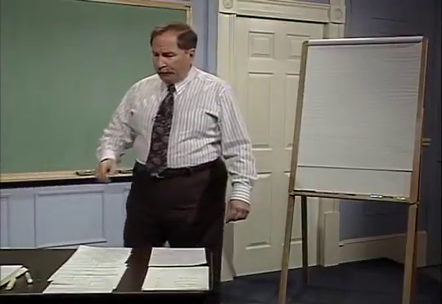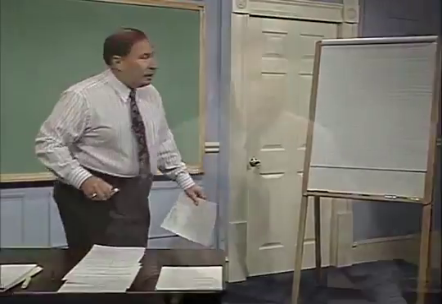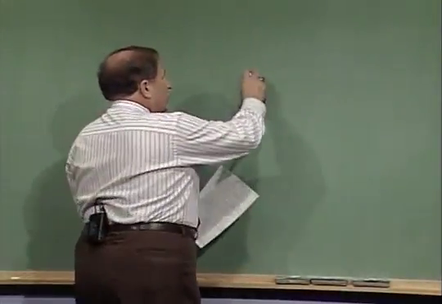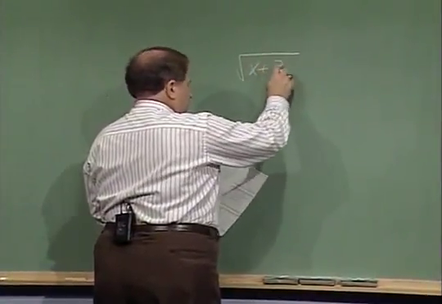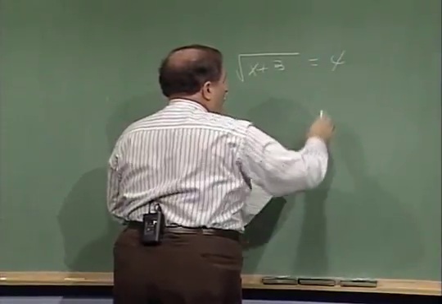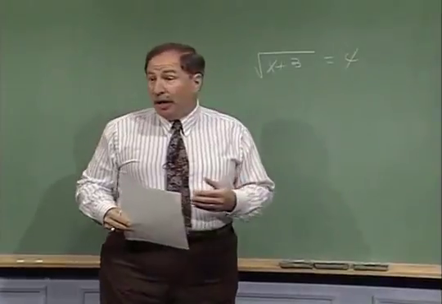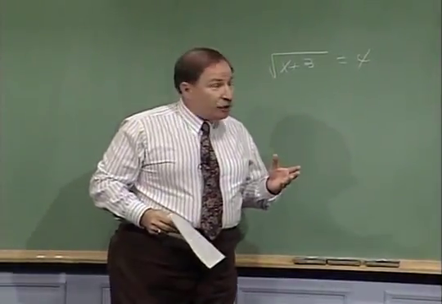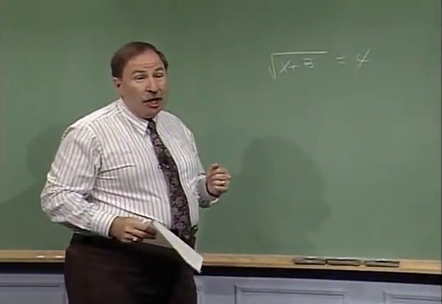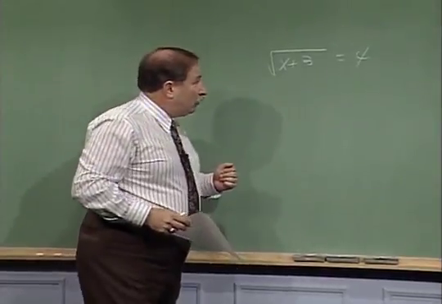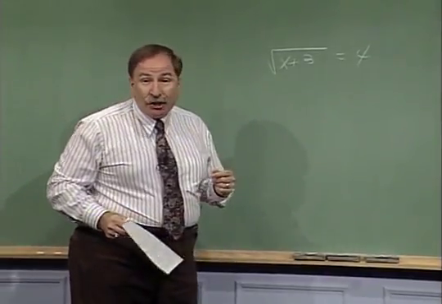Let's go to the board and take a look at a very easy equation to solve. The square root of x plus 3 equals 4. And again, a square root equation obviously is an equation in which the variable, in this case x, appears inside a square root. Well, the first thing we want to do is isolate the square root.